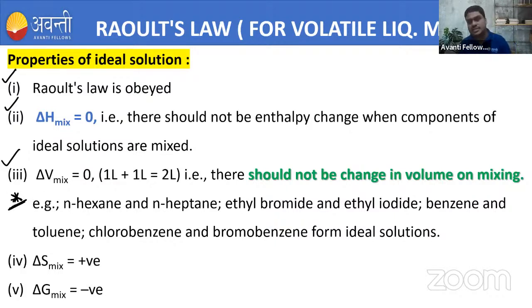In many PYQ questions, they generally ask, does n-hexane and n-heptane show which type of solution? Ideal solution, non-ideal, positive, negative. So you must know the example of each, right? So n-hexane and n-heptane are the example of ideal solution. I hope this is clear to all of you.